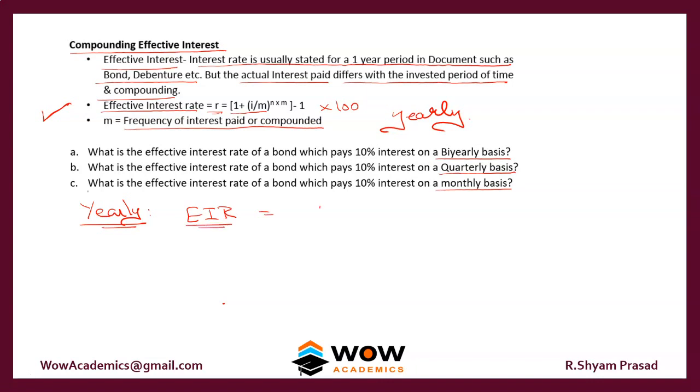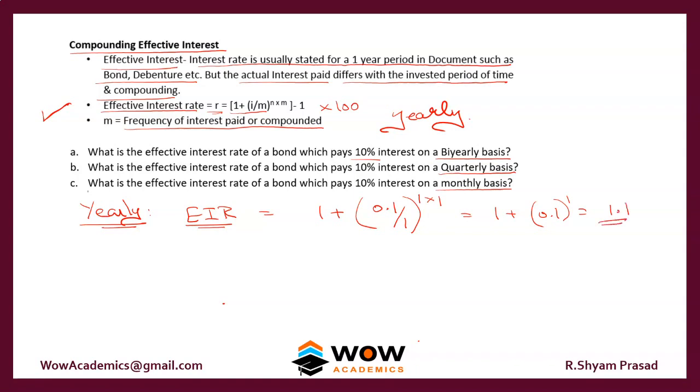So we'll start with 1 plus i, where i refers to the interest. The interest is 10%, so we'll take it as 0.1. M refers to the number of compounding periods. In a yearly case there's only one compounding, so we'll divide by 1, to the power of the number of years. We are only looking at 1 year here, and M is always 1 here, so we'll get the answer. The answer will be 1 plus 0.1 to the power of 1, so the answer would be 1.1.